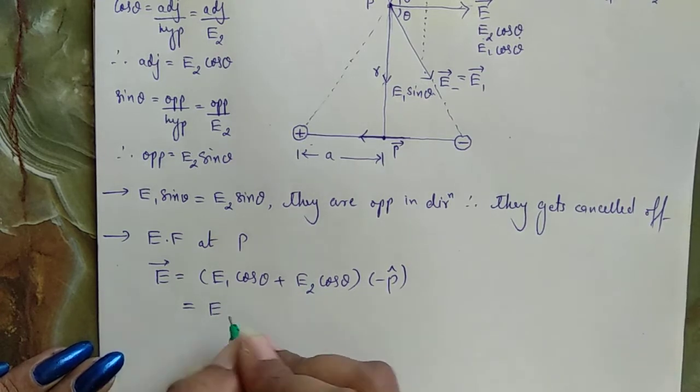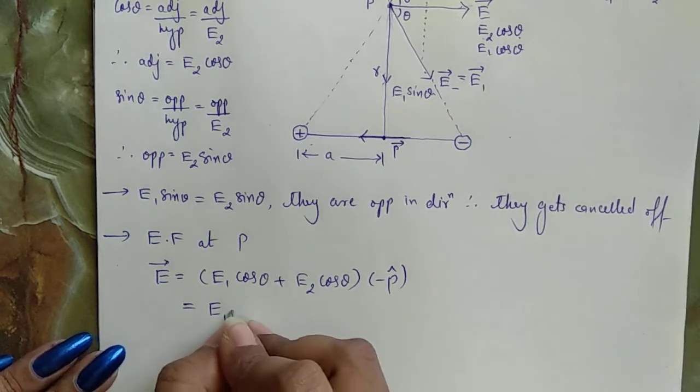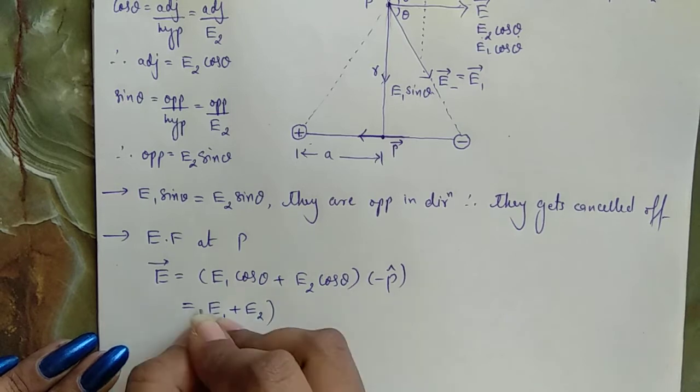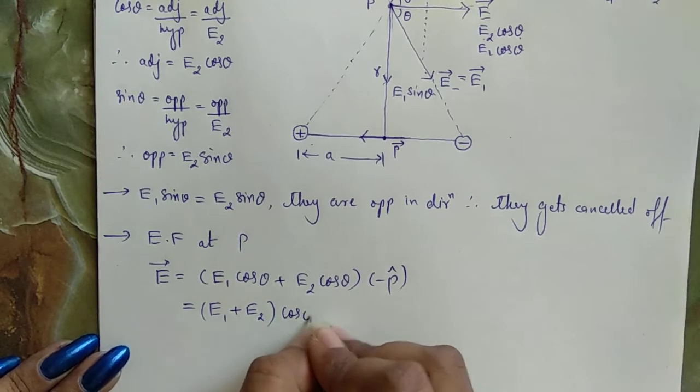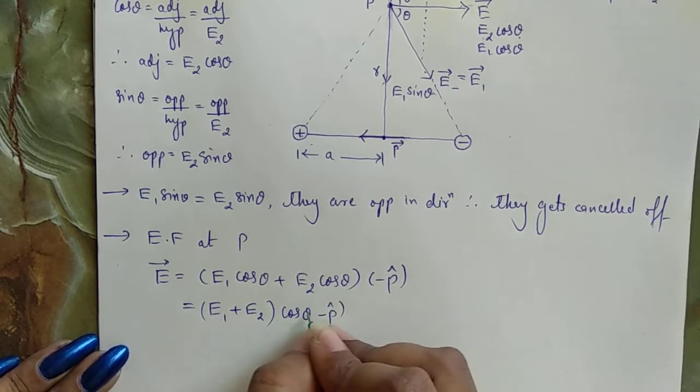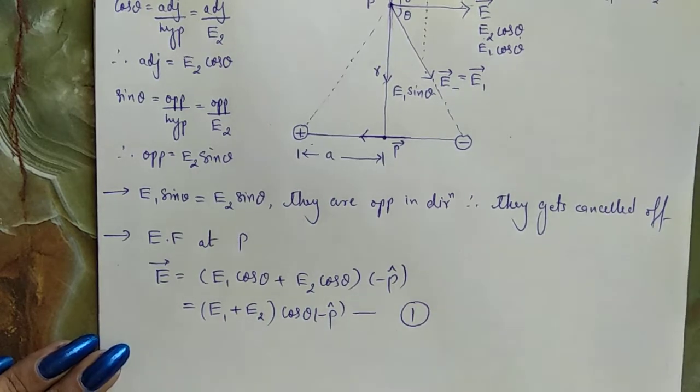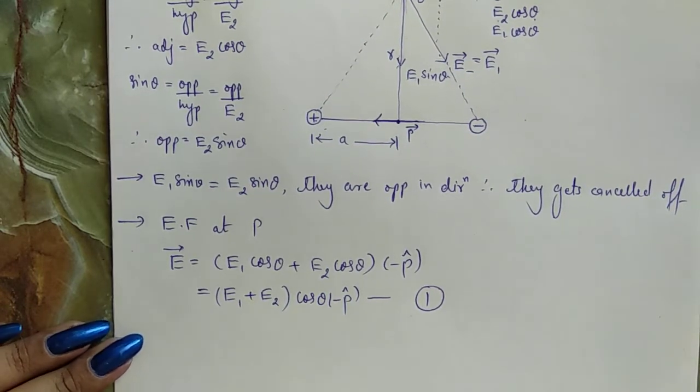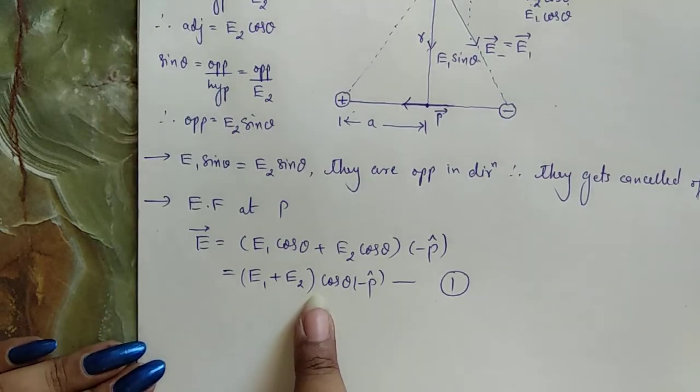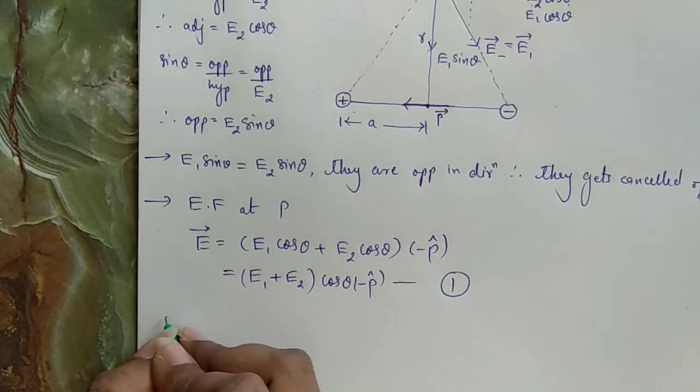Now I can take cos theta out of the bracket. So E1 plus E2, cos theta, minus P cap. This is my equation 1. Now I need to calculate the magnitudes of E1 and E2 and substitute in this equation, so I'll get my resultant value of electric field.